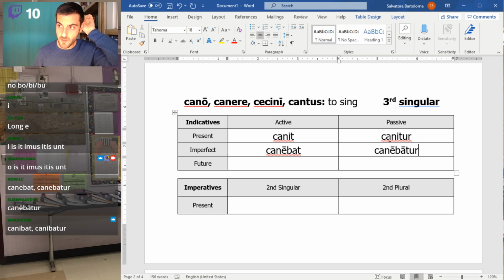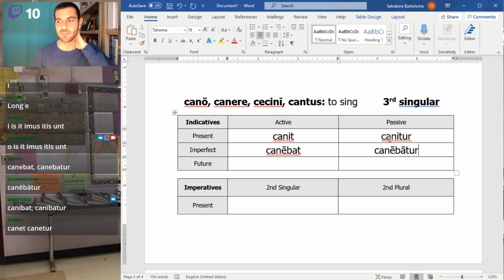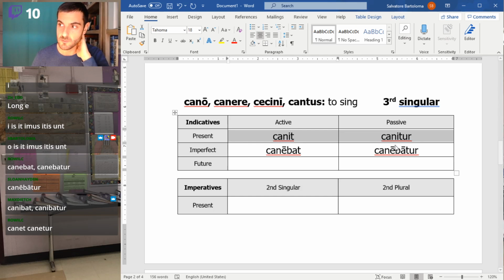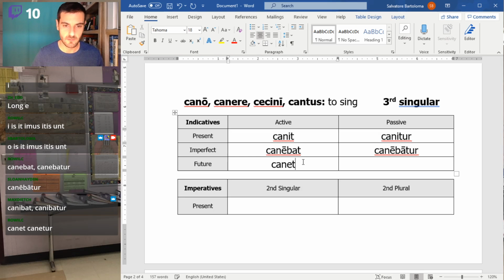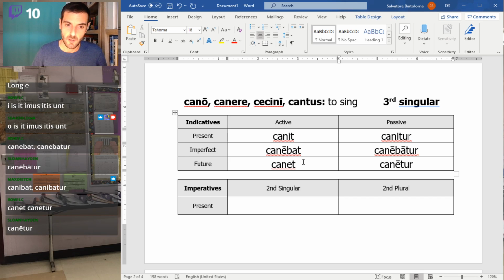You're close there, Max. Just remember, it goes back to being an E. Really, it's only weird in the present. The present is where the weird stuff happens. And then future is where we get our E. Canet and canetur. So we have an I in the present, we have an E in the future.